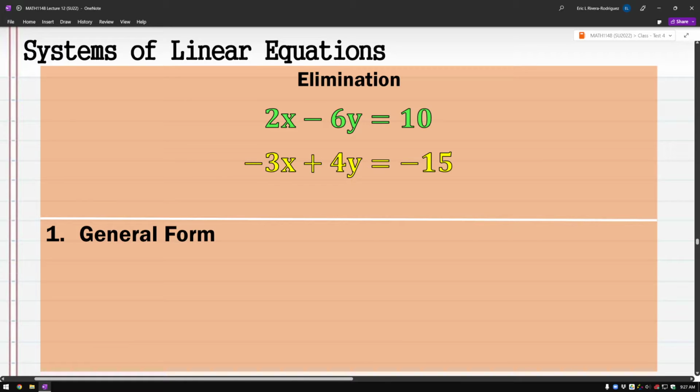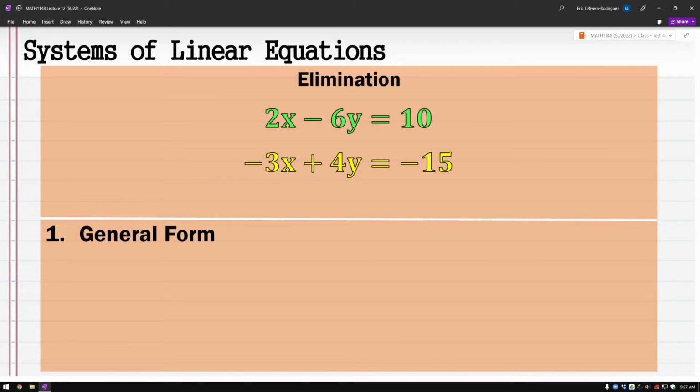So let's try this one. Let me give you 10 minutes to solve this system by elimination. Okay? And I want you to tell me what you did in order to use the elimination method and to find the correct answer. So let's do 10 minutes working on this exercise. And let me know if you have any questions in the chat. Okay?